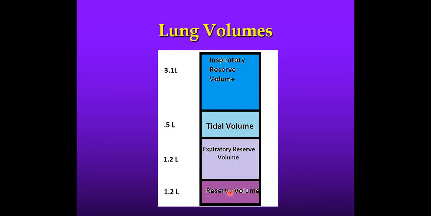So these are my four lung volumes. Tidal volume is 0.5 liters or 500 milliliters. Inspiratory reserve volume is all the air that I can breathe in after a quiet in, okay? And it is 3.1 liters. And then my ERV is all the air I can push out after a quiet exhalation, and that is 1.2 liters. And then the air that's always remaining in the lungs, no matter what, is the reserve volume, which also is 1.2 liters. Okay?